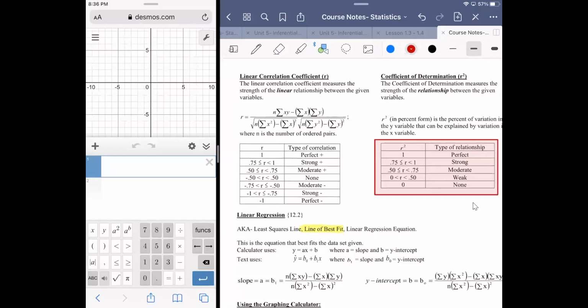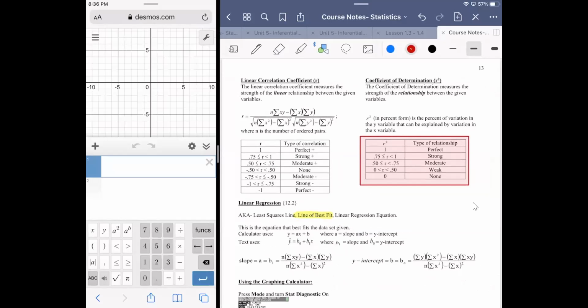Professor, I have a question. Sure. On the graph, how do you know when it's very strong or strong? It's just a matter of how tightly grouped the data is. Okay. So if the data is loosely plotted all over the place, then you wouldn't expect a strong relationship.